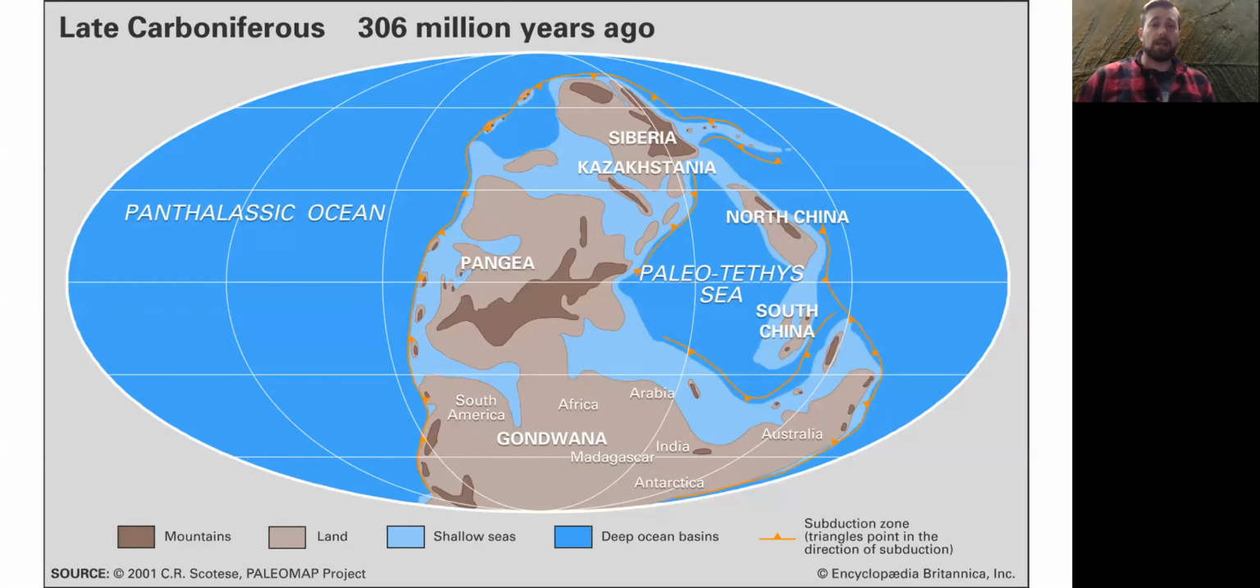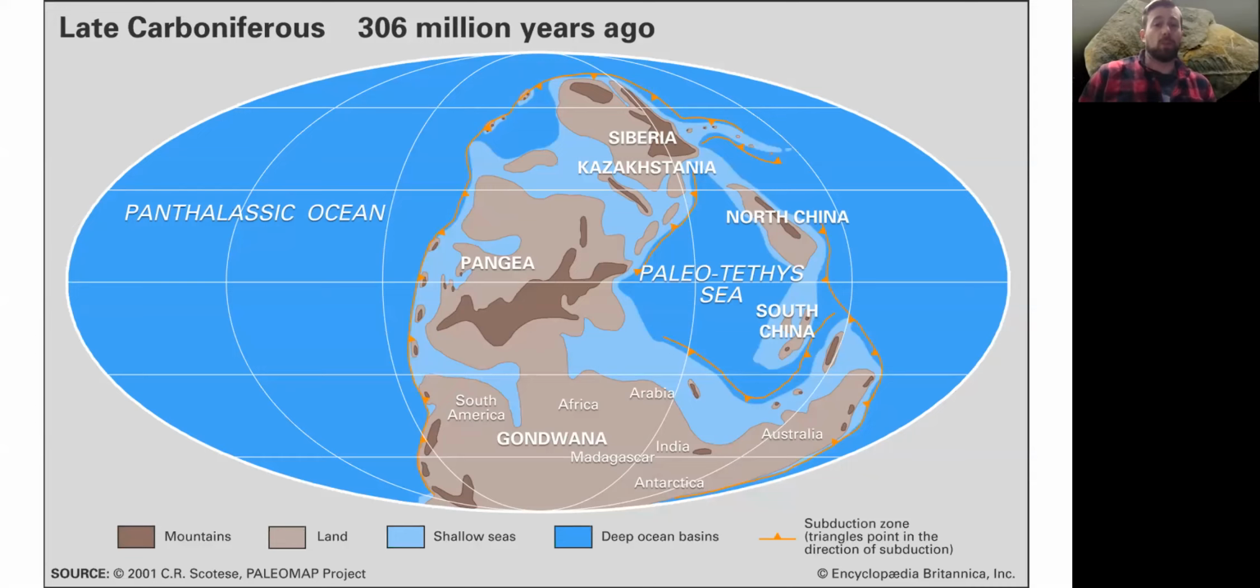So just like last time, here's a good snapshot of what the world was like during the last half of the Paleozoic. The late Paleozoic includes the Devonian, the Carboniferous, which is the Mississippian and Pennsylvanian periods, and then the Permian. So the late Carboniferous would be the Pennsylvanian period.